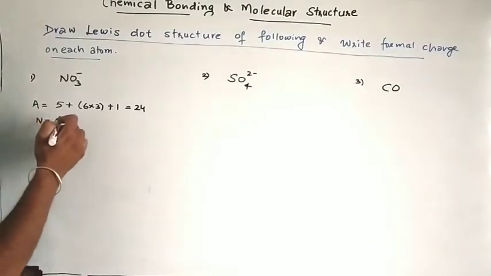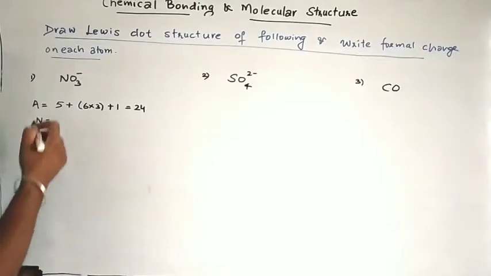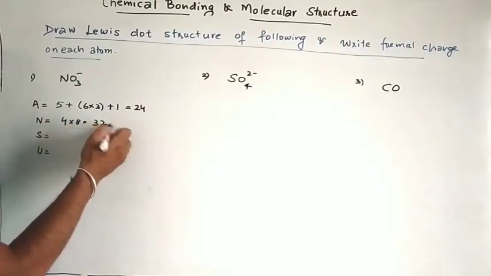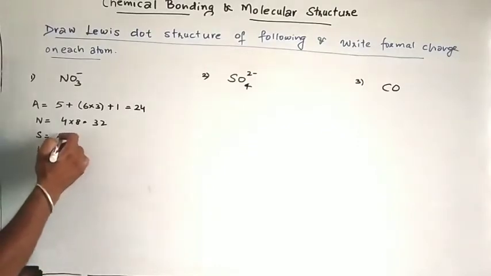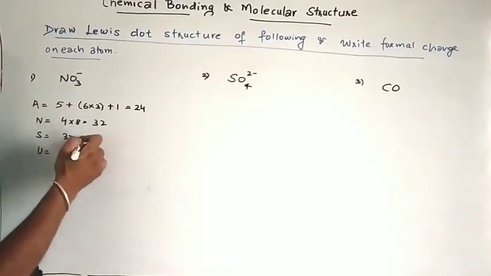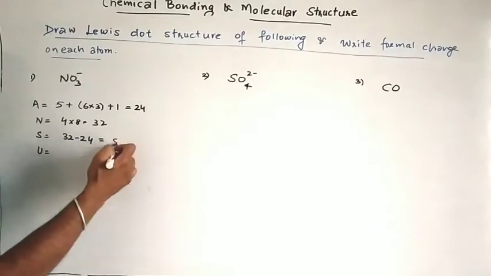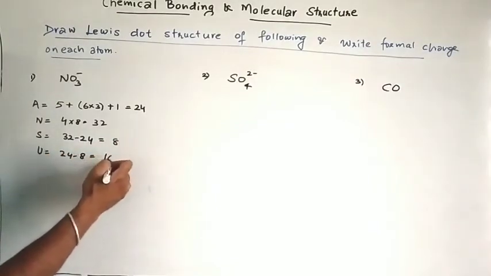Needed means how many electrons, like nitrogen and oxygen both require 8 electrons. So there are total 4 atoms, 3 oxygen and 1 nitrogen, and every atom requires 8 electrons. So we require 32 electrons. How many electrons do we have to share? 32 minus 24, so this will be 8. Unshared is 24 minus 8, 16.